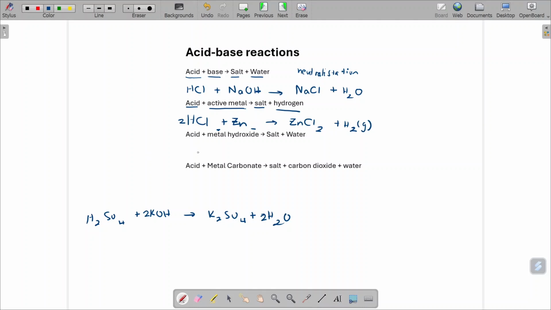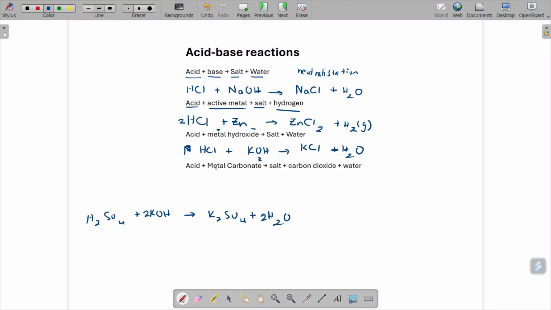Another type of reaction is an acid and a metal hydroxide. So if we have HCl, hydrochloric acid, and a metal hydroxide, let's say this is potassium hydroxide, it will give us a salt, namely potassium chloride, and the product is going to be water. We notice here that there's oxygen in the hydroxide, and therefore water can be a product.